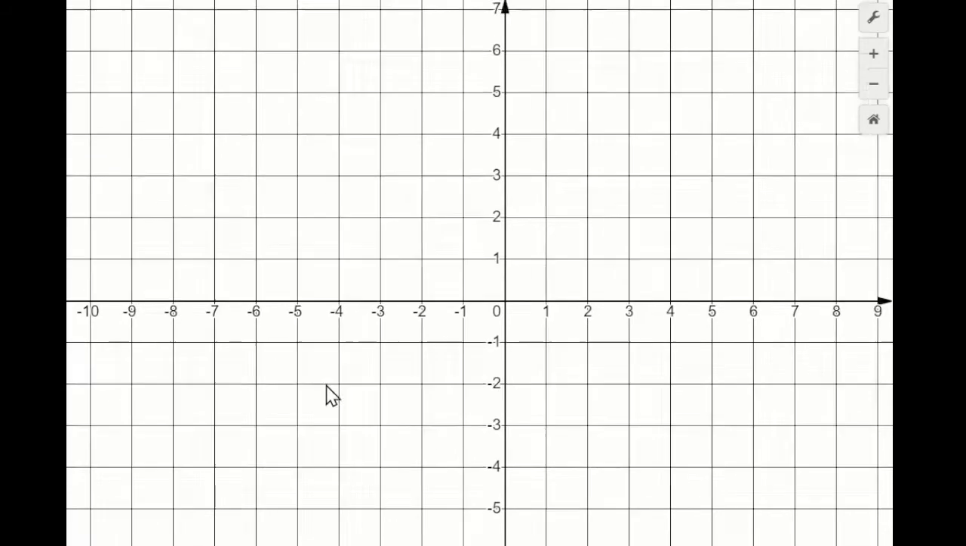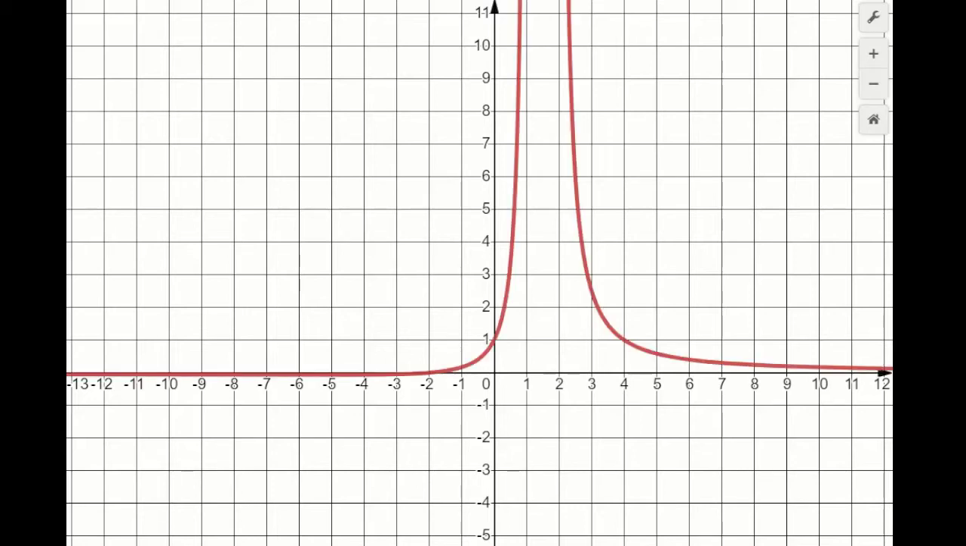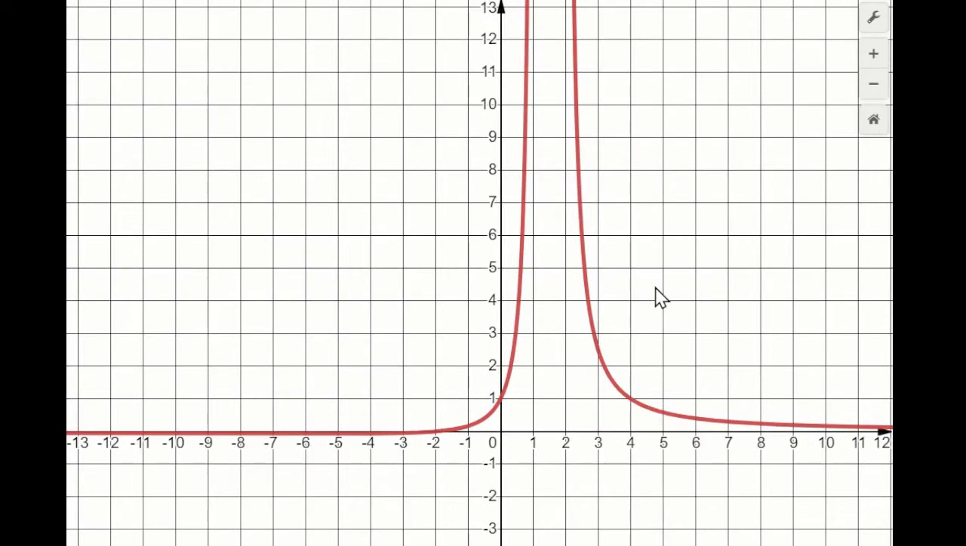All right, so now here's my empty graphing space with decimals. The function we had on the board as a demo function is as follows. All right, so this is our graph right here. This is the graph for our function, the graph of x plus 2 all over x squared minus 3x plus 2.